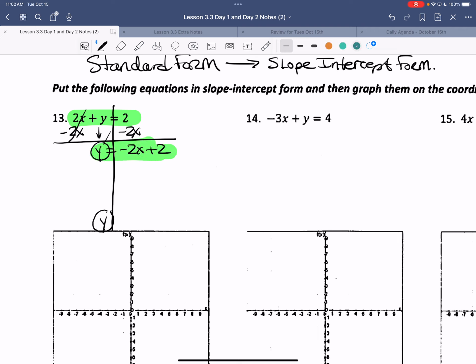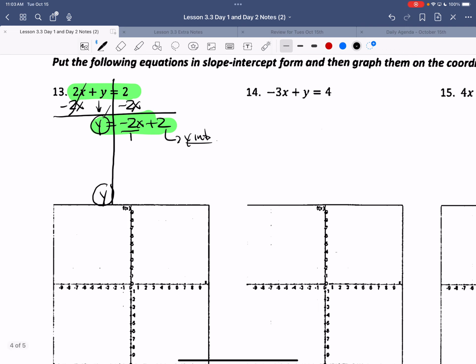Okay, so then, Simone, what is my y-intercept? What's the y-intercept of this equation? Two. Two, yeah, that's my y-intercept. What's my slope? Negative 2 over 1, right. So you remember, if it's a whole number, there's a number 1 written underneath there. We just don't always see that.